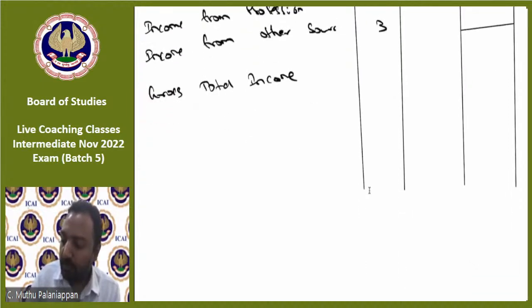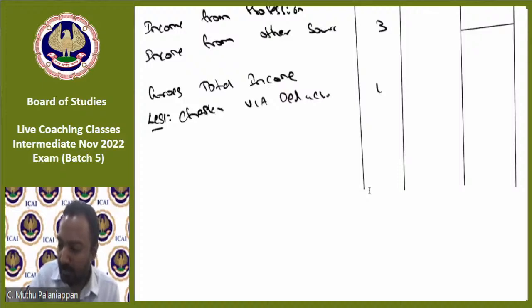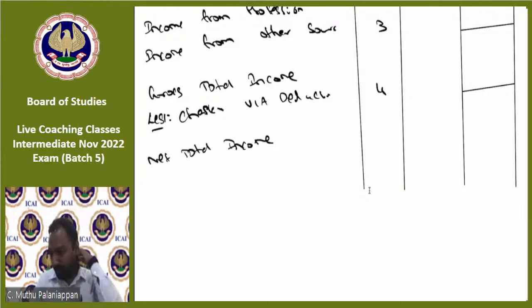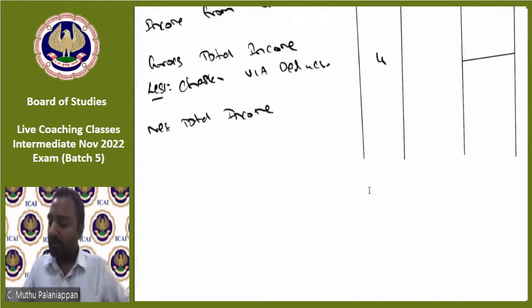Correct? From gross total income, you less Chapter 6A deductions. So that we'll keep as 4. So with this, what do you get? You get your total income. We'll call it net total income. So this is what you need to compute, and then we'll go on with the tax part of it. So for the time being, we'll stop here.